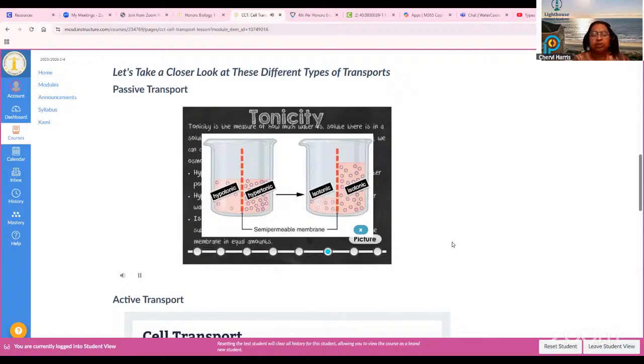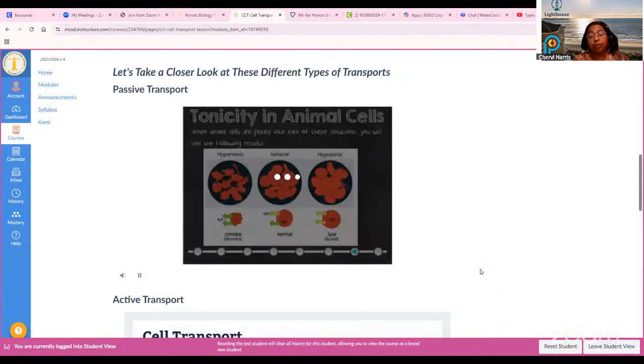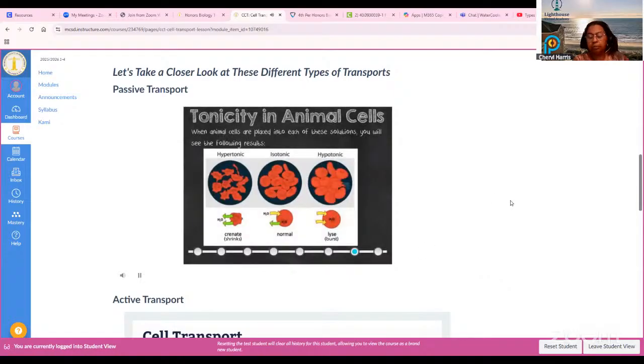All right, so that's the picture that goes with it, but it also applies to the red blood cells that you just drew, because those would be the cells in a solution. When animal cells, such as red blood cells pictured here, are placed into each of these solutions, you will see the following results. In a hypertonic solution, there would be more solute and therefore less water outside the red blood cells. Water will move out of the cells, crenating or shrinking them.